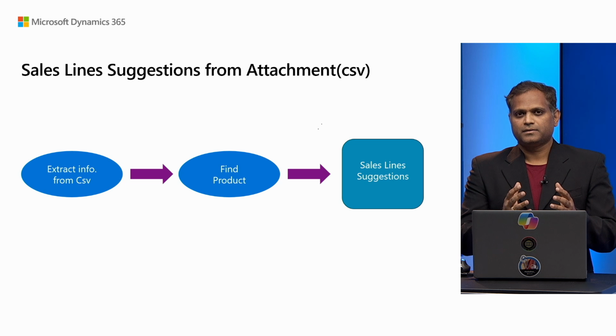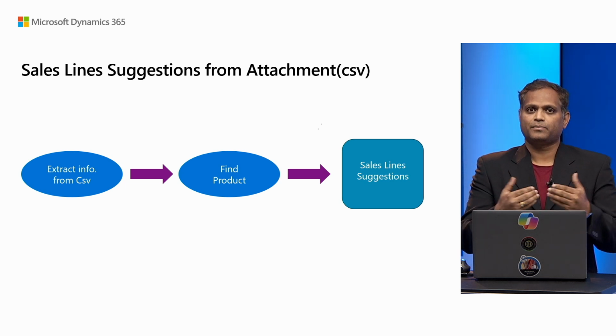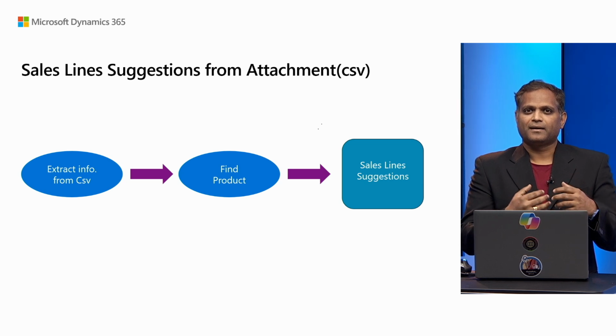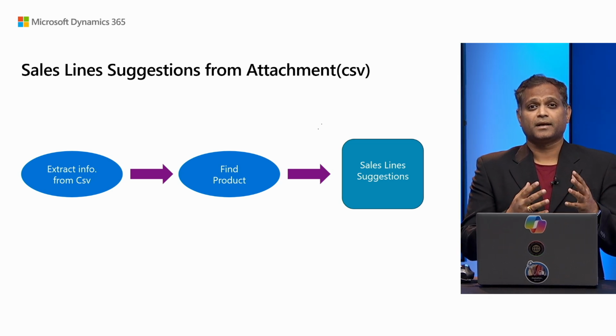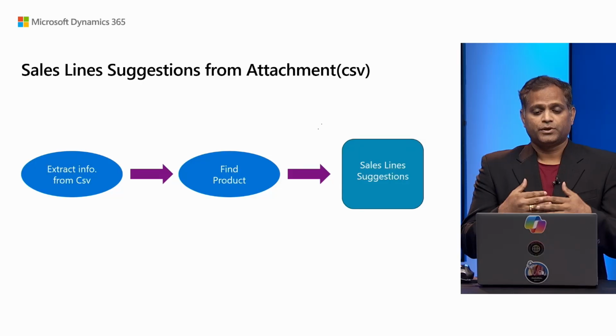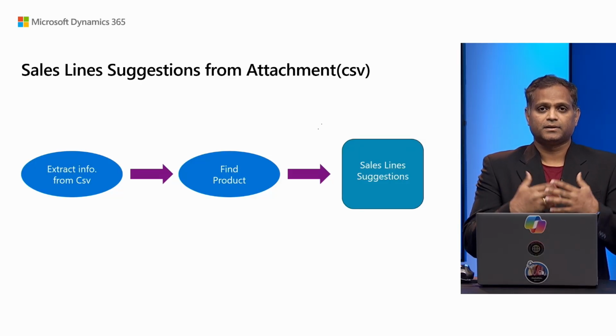The whole process of Copilot generating suggestions from CSV file is a two-step process. In the first step, Copilot analyzes the CSV file that has been uploaded, and extracts key information, like what column has product information, what column has information about quantity and unit of measure, and also how is the CSV structured? Is it comma separated or tab separated? What is the column separator basically? All this kind of key information is extracted and passed on to the next step, which is parsing the CSV based on the extracted information and calling the find product capability that Alexey talked about just now. And at the end, what you see is sales line suggestions that the Copilot produces.